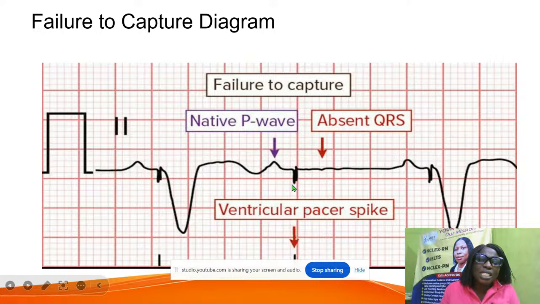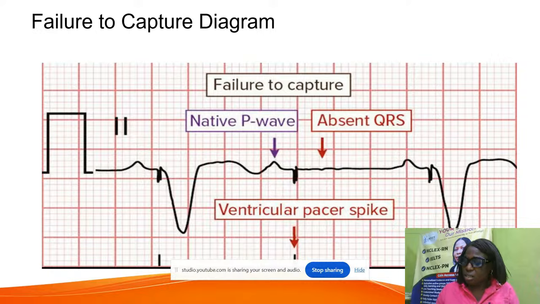This is a spike. However, it is lacking the QRS. That is failure to capture.